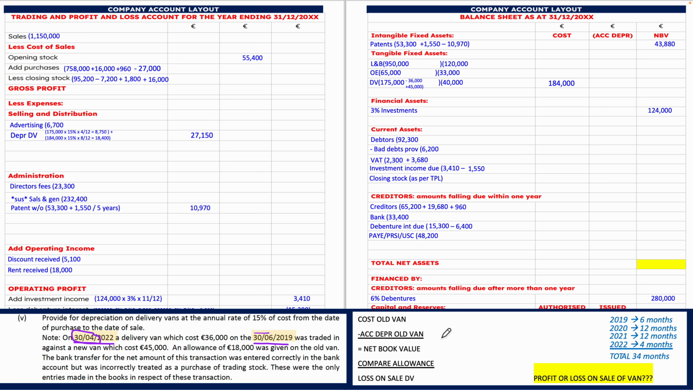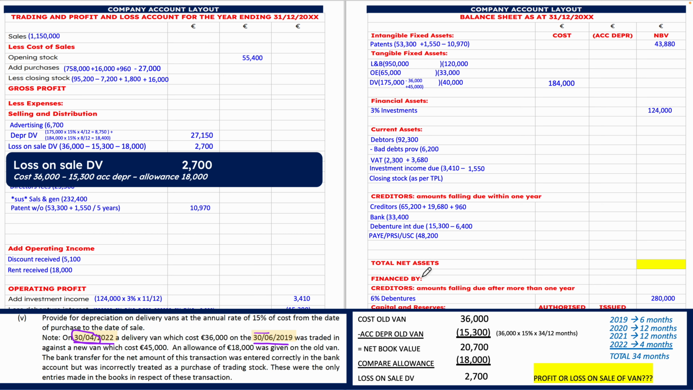To work out whether we made a profit or loss on the sale of the old van, we have cost minus accumulated depreciation, which is equal to the net book value. Then we compare the allowance to it, and work out the profit or loss. So the cost is 36,000. Accumulated depreciation will be 36,000 by 15% by 34 over 12 months. That is 15,300 euro, giving us a net book value of 20,700. We compare it to the allowance of 18,000, and that gives us a loss on delivery van of 2,700.